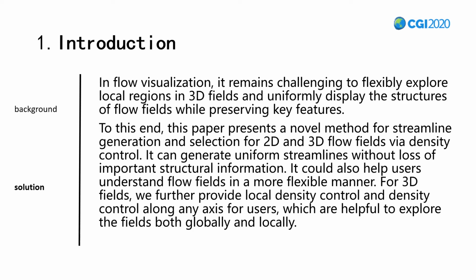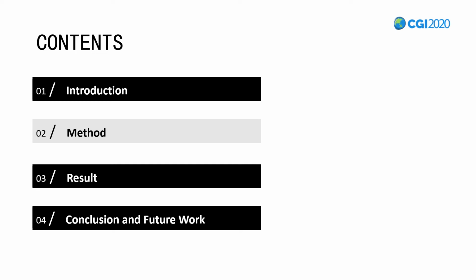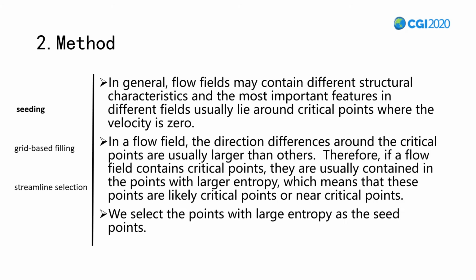For 3D fields, we further provide local density control and density control along any axis for users, which are helpful to explore the fields both globally and locally. Next, I will introduce our method part. The main process of our algorithm includes three models, namely seeding, grid-based filling, and streamline selection.